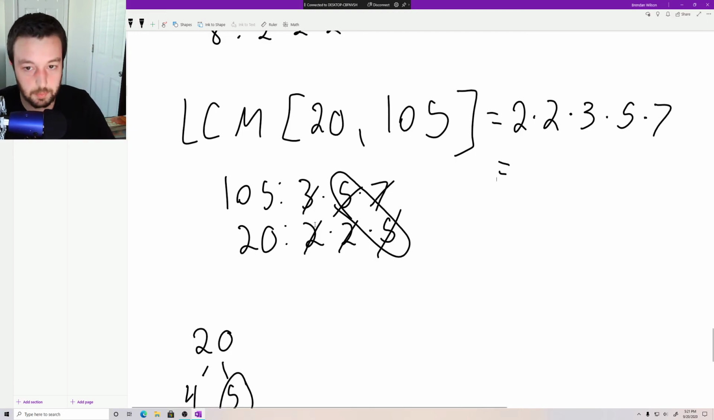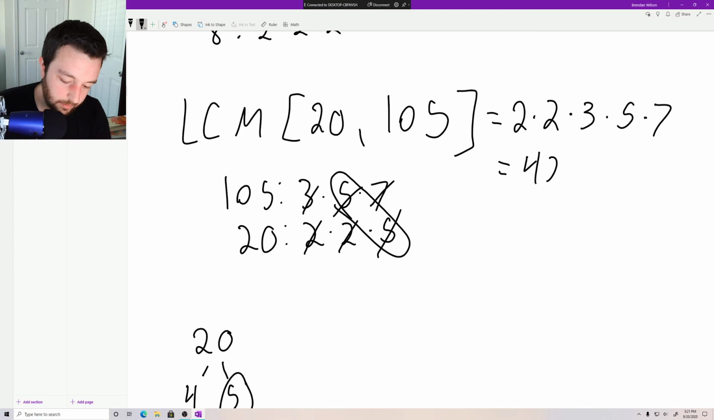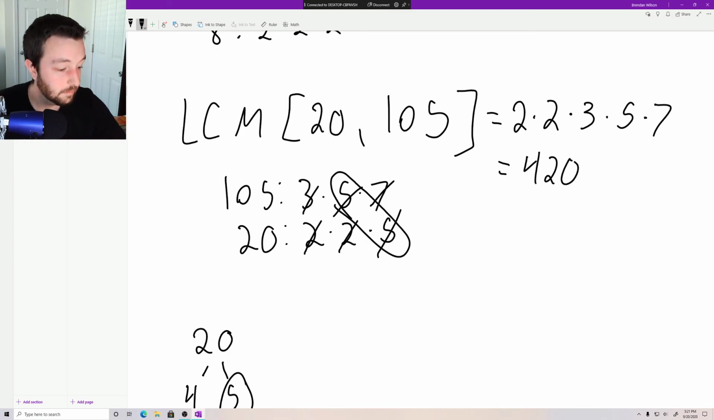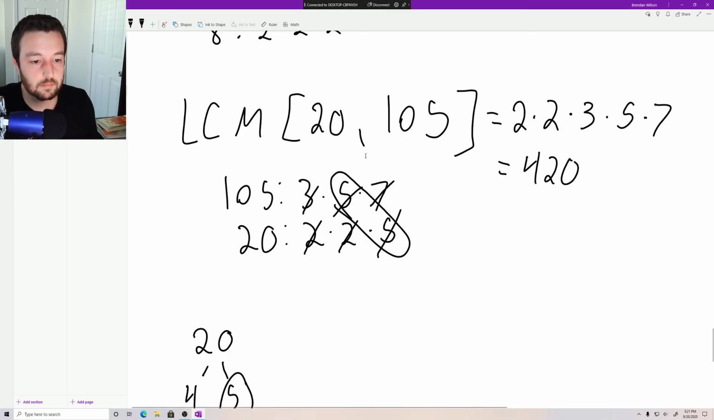And then we just do that multiplication. Let me just do it in the calculator here. 2 times 2 times 3 times 5 times 7 is 420. Okay. So we write the prime factorization of each. If they have something in common, we only use that number once. Okay.